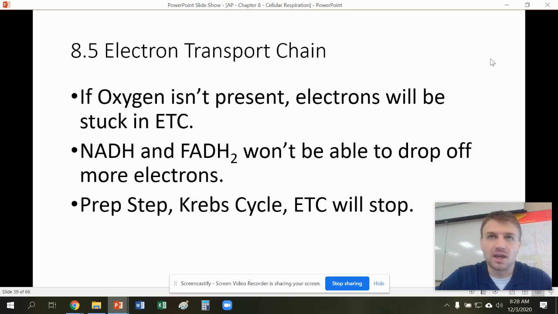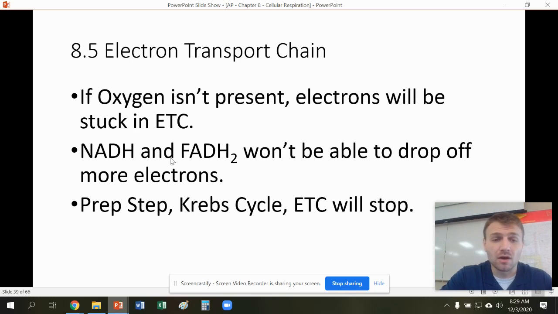So in ninth and 10th grade biology, I would just give you the information: hey, the first step is anaerobic, the next three are aerobic, and you just need oxygen for them. So I want you to be able to tell me why they're aerobic. If there's no oxygen present, the electrons will be stuck in the electron transport chain. What that means is the NADH and FADH2s won't be able to drop off more electrons. It's like a bucket brigade where the last person stops working and just holds their bucket. Everyone else gets backed up and you can't get anything else through that chain.